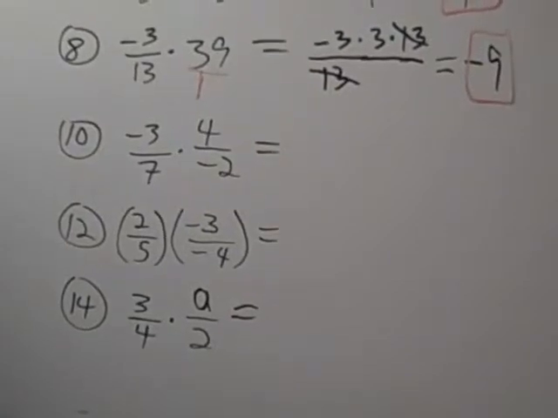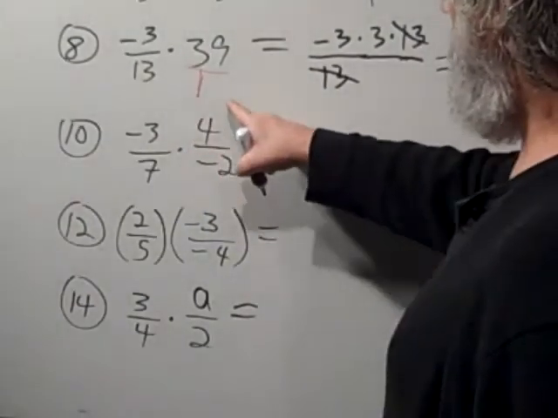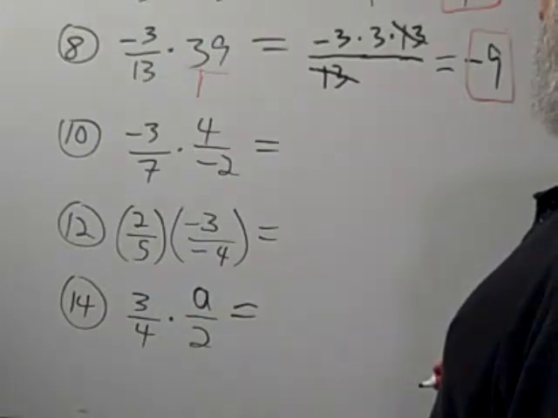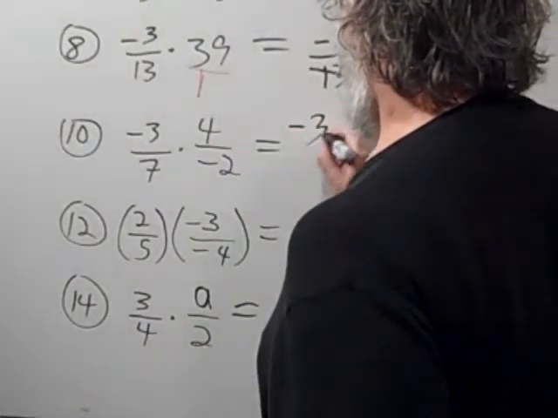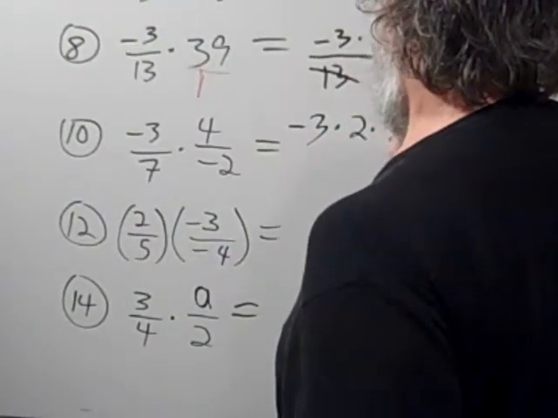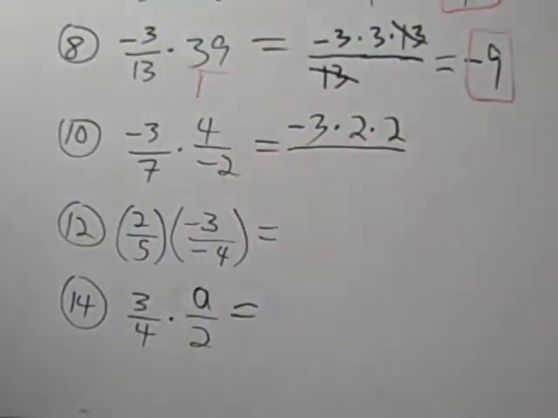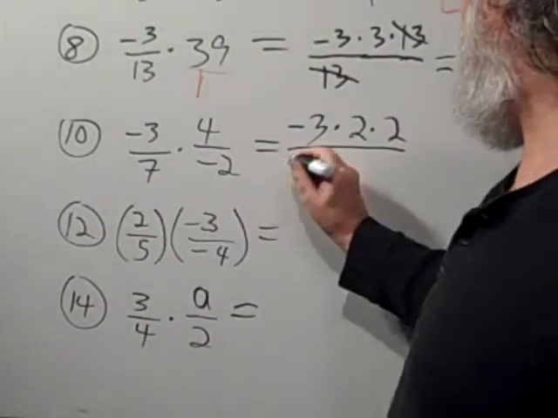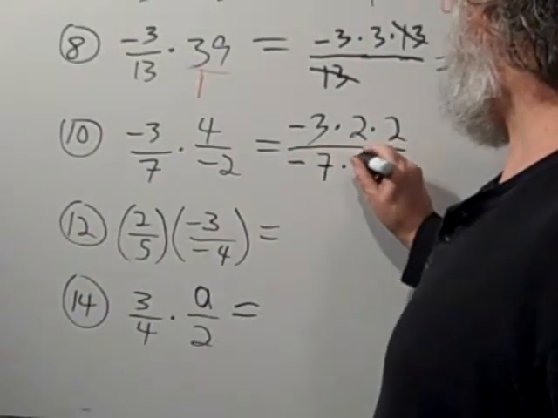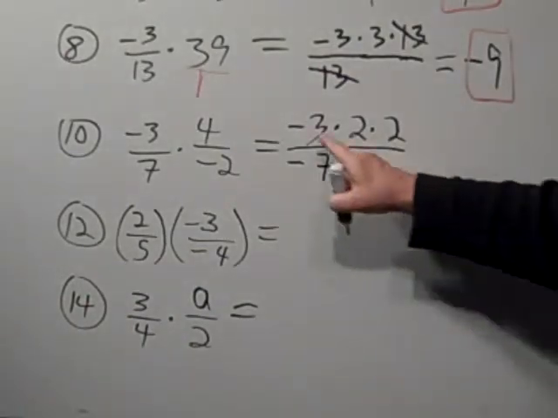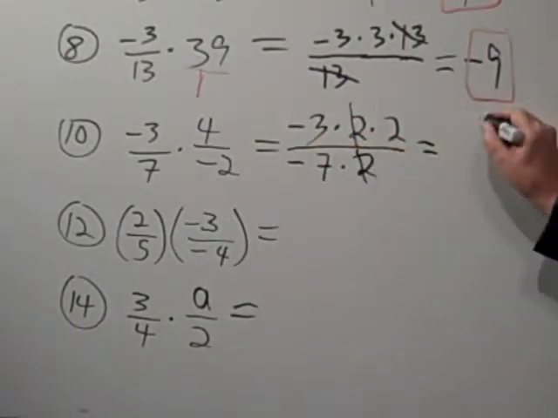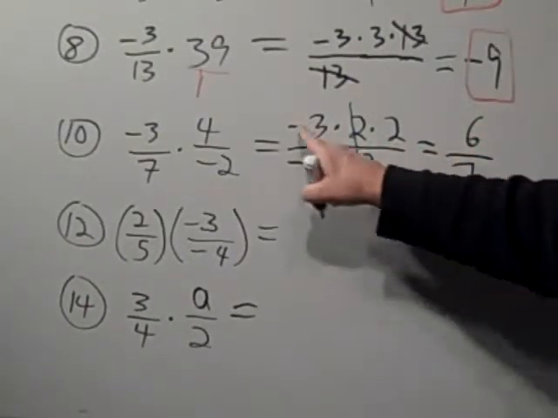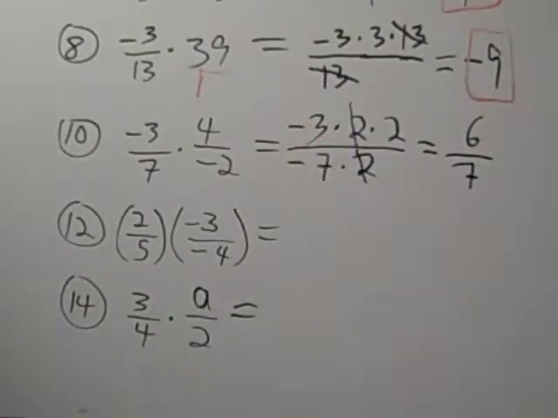On problem 10, this second fraction simplifies a little bit first. We can write this as negative 3 times 2 times 2, because 2 times 2 is 4. Downstairs we've got negative 2 times 7, so it's negative 7 times 2. And the negatives cancel and a pair of 2's cancel, so we're left with 3 times 2, which is 6, over 7. Again, the negatives cancel out. A negative divided by a negative is a positive.